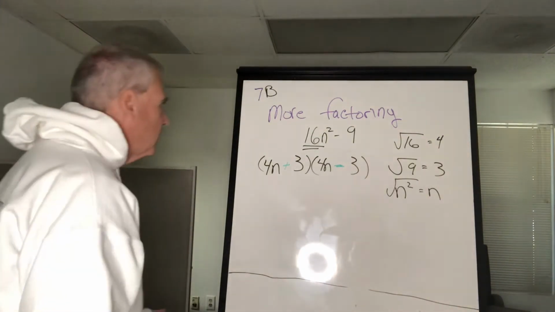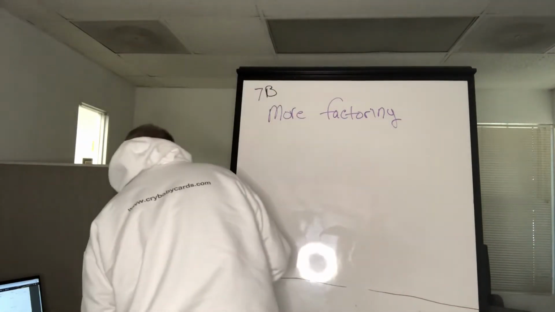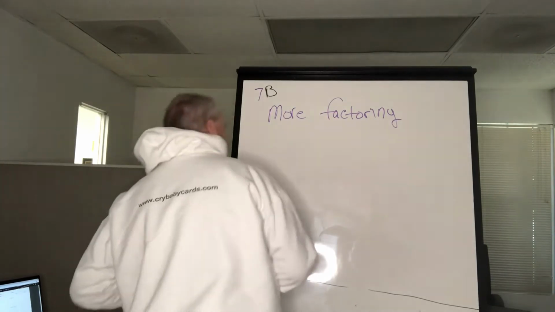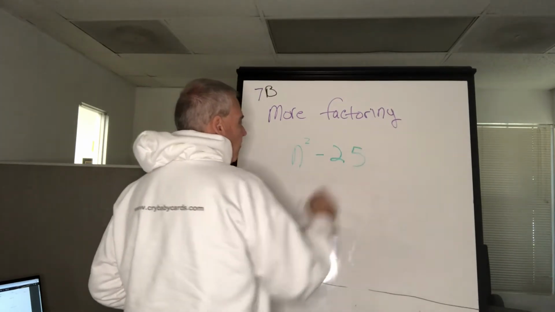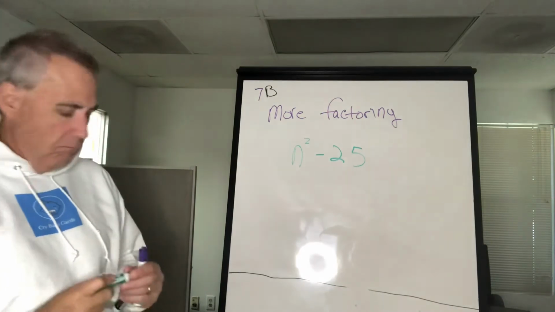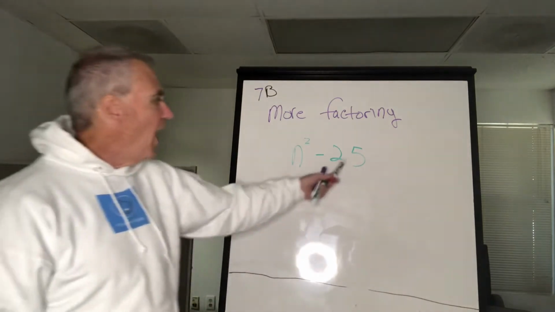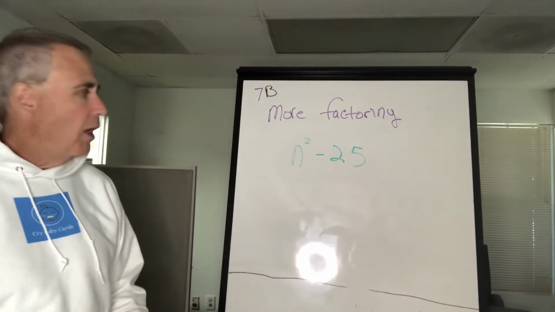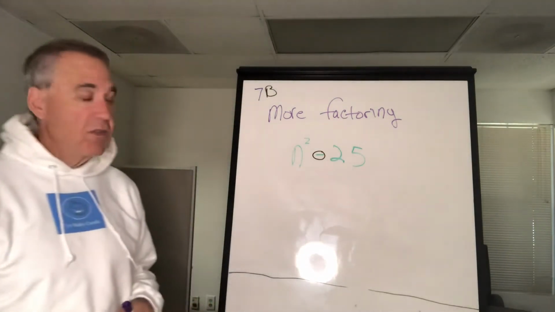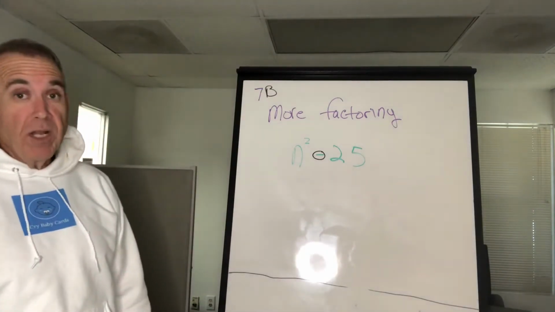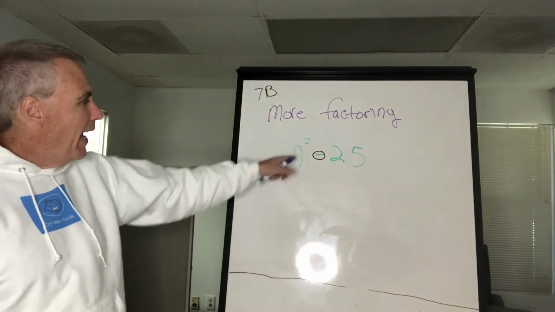Let's try another one here. Let's try number 6. Number 6 says n squared minus 25. N squared, perfect square root. 25, ooh, perfect square root. Now keep in mind, there must be a minus sign between these two perfect square roots. And there is on our problem, so we're good. If there was a plus sign there, we'd have a problem, and we'll talk about it in class. But we have a minus.